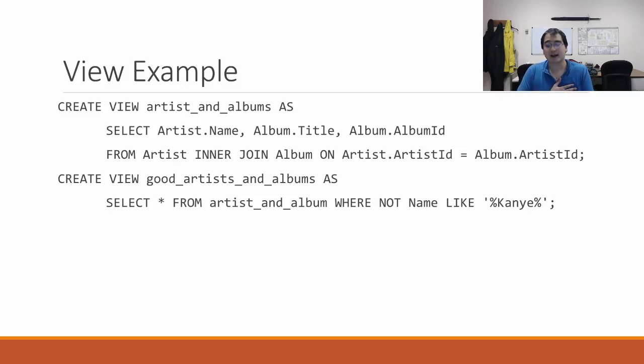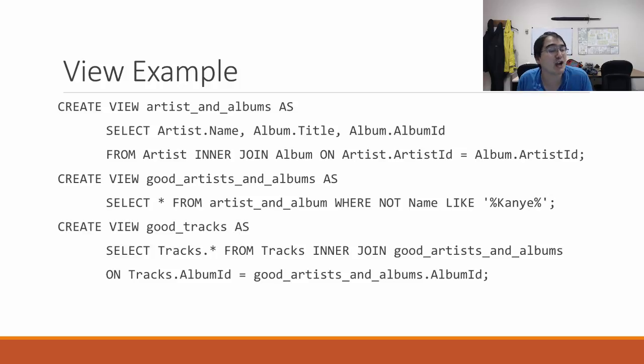And you know what? Let's say it's not the artists and albums I really care about. What I really care about are the tracks in those albums. So I would say create view called good_tracks as, and I say select tracks.star. So give me all of the track related columns from the table tracks, inner join good_artists_and_albums on tracks.albumid equals good_artists_and_albums.albumid. And so this will give me all of the tracks from all of the albums in my database that don't have the name Kanye in the artist column.